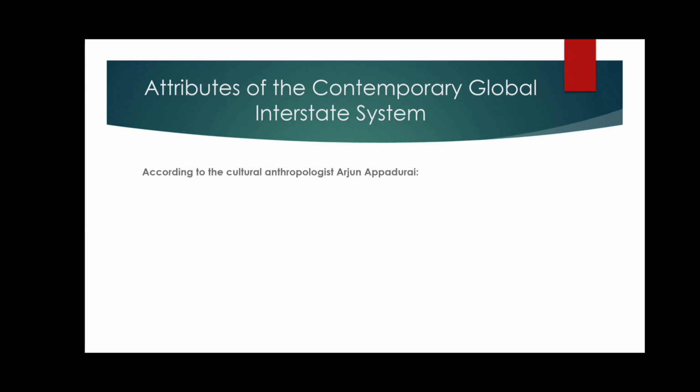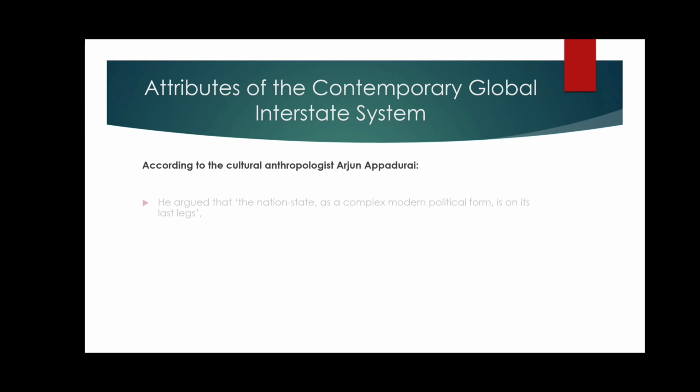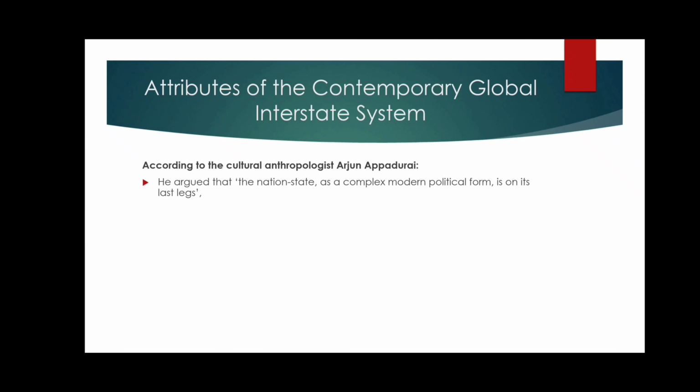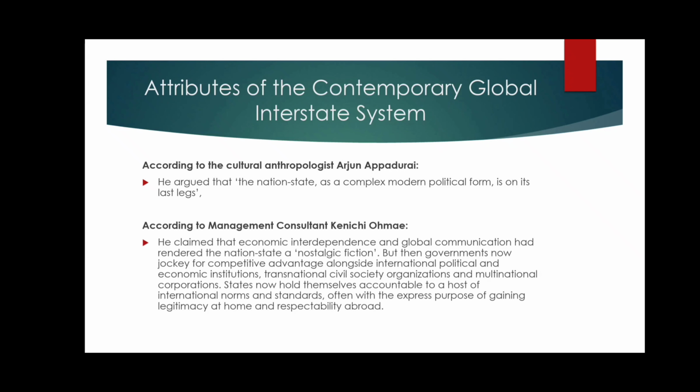According to the cultural anthropologist Arjun Appadurai, the nation-state as a complex modern political form is on its last legs. Management consultant Kenichi Ohmae claimed that economic interdependence and global communication had rendered the nation-state a nostalgic fiction. But governments now jockey for competitive advantage alongside international political and economic institutions, transnational civil society organizations, and multinational corporations. States now hold themselves accountable to a host of international norms and standards, often with the express purpose of gaining legitimacy at home and respectability abroad.